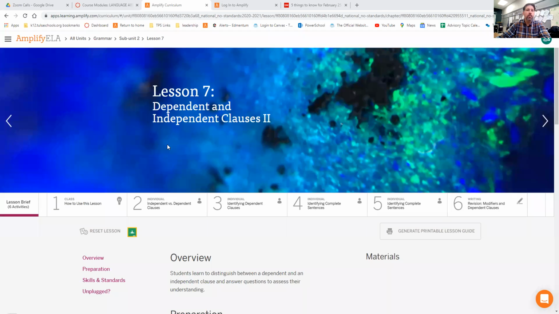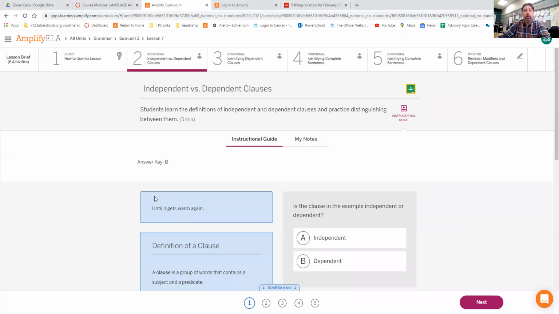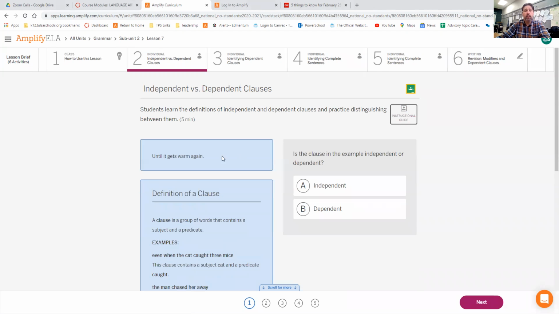And this is it right here. We are doing Unit 8 to 7, Subunit 2 in the grammar, Lesson 7, Dependent and Independent Clauses 2. We've already gone over what dependent and independent clauses are. This is kind of a refresher for you guys, okay? This will get a little bit more complicated, but it's repeating the same thing that we've already done because practice makes perfect. So the first one we've got as an example is "until it gets warm."